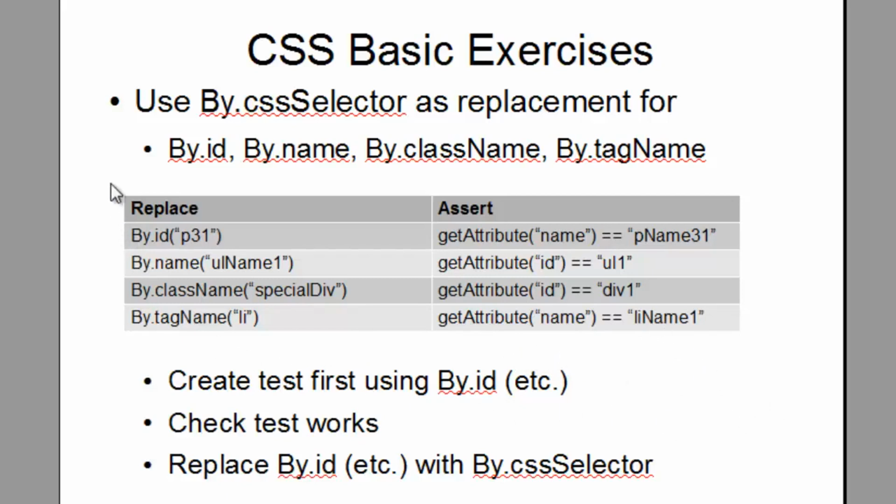Then once you've got all those tests done using by ID, by name, by class name, by tag name, and they all work and pass, then change each of these by ID, by name, by class name, by tag name to by CSS selector, and write the appropriate CSS selector to make the test pass. That's relatively simple. These are fairly basic CSS selectors. Give it, say, 10 to 20 minutes. See how well you do, then come back and I will show you the answers that I wrote for this.